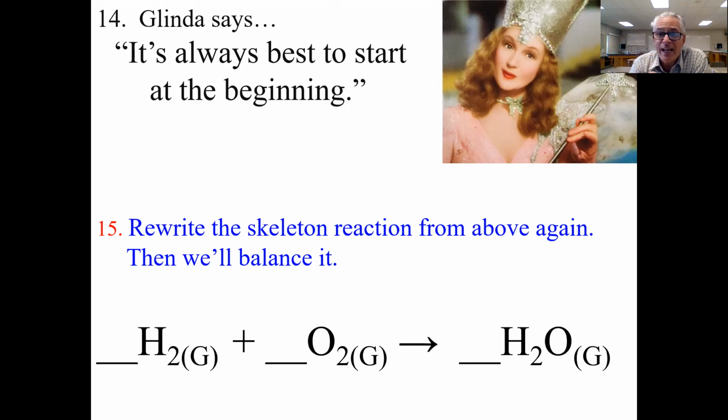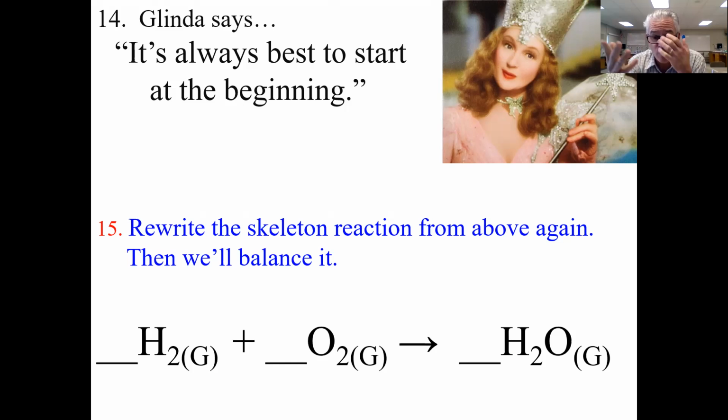Here we go. From the beginning, I got two H's on the reactant side, and I got two H's on the product side. So far, so good. You can see that. So far, so good. Now, I have two oxygens on the reactant side in O2, but there's only one oxygen on the product side. That's a mistake. That's bad. 2 and 1 doesn't work. So what are we going to do?